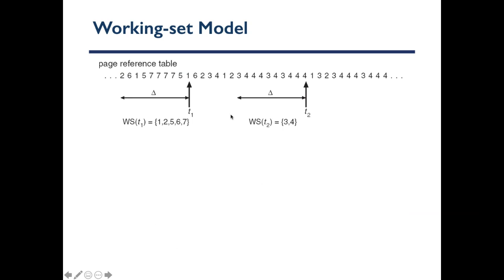Basically, what you do is you keep track of pages that are referenced by your application at any given time for a window in the past. So if you're here at time t1 and the window size is delta, then your working set at time t1 for this window is 1, 2, 5, 6, and 7. So these are the pages that you have accessed from t1 minus delta to t1.